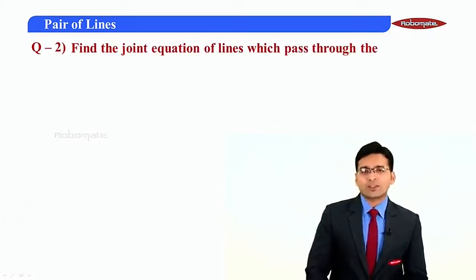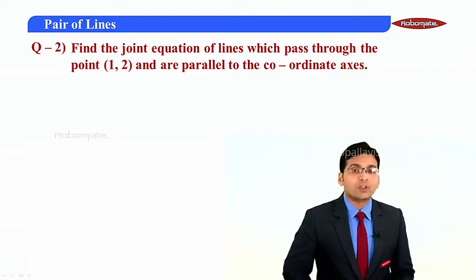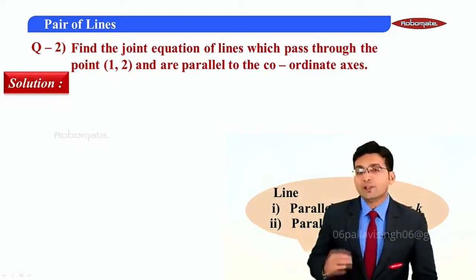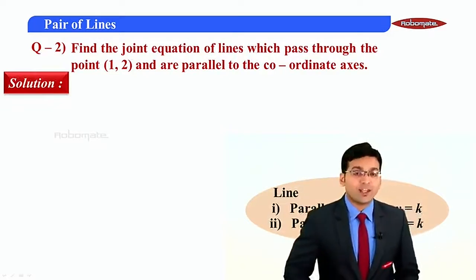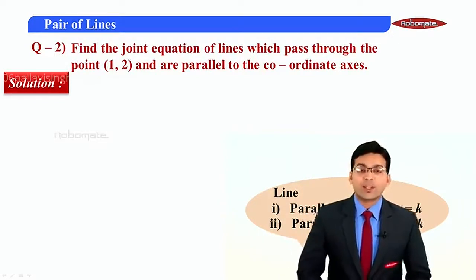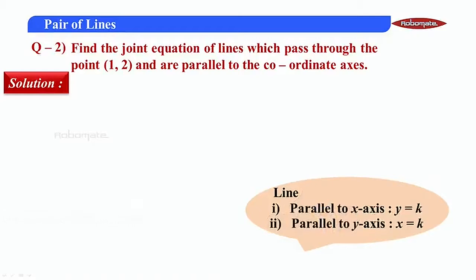Question number 2 says, find the joint equation of lines which pass through the point (1, 2) and are parallel to the coordinate axes. So let us say a line parallel to the coordinate axis means the line is parallel to either the x axis or the y axis. Now students, when a line is parallel to the x axis, we can say the equation of such a line is y equal to k. And when a line is parallel to the y axis, its equation is x equal to k, right?